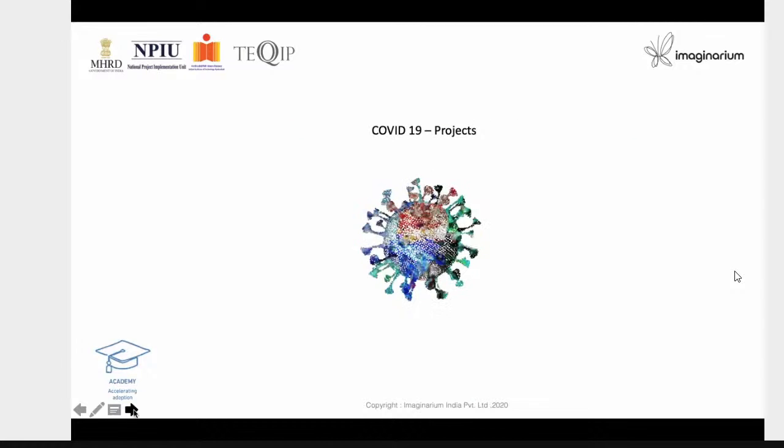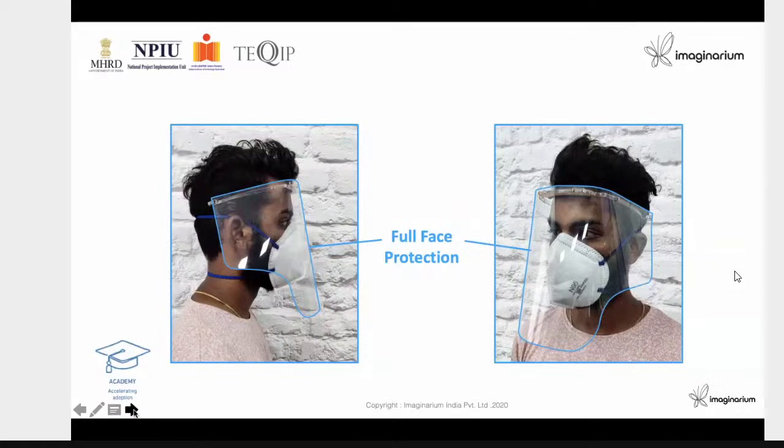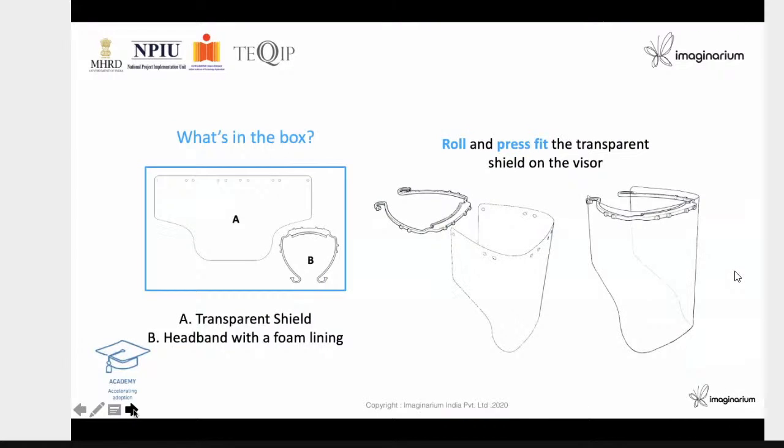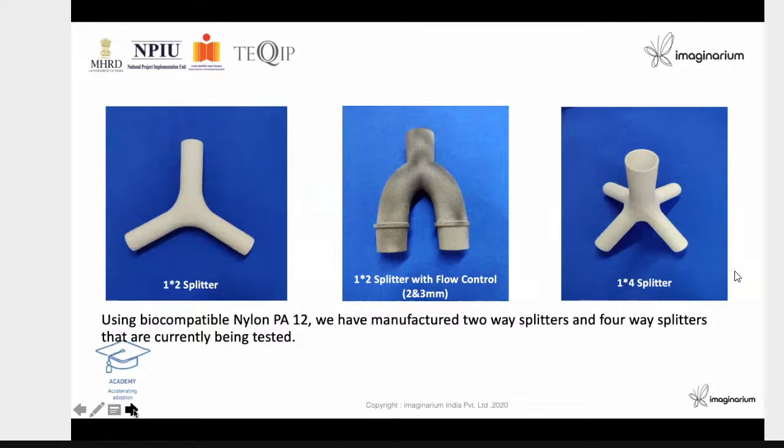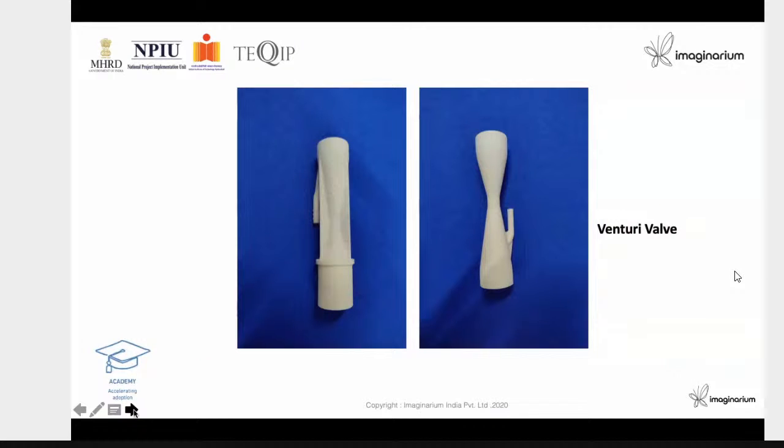And during COVID time also, we have done a lot of work, such as what? Such as full face protection, which we did. We also did splitters for ventilators. You can see how they are applied. These are venturi valves.